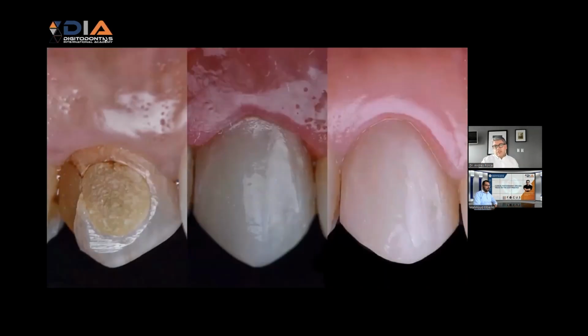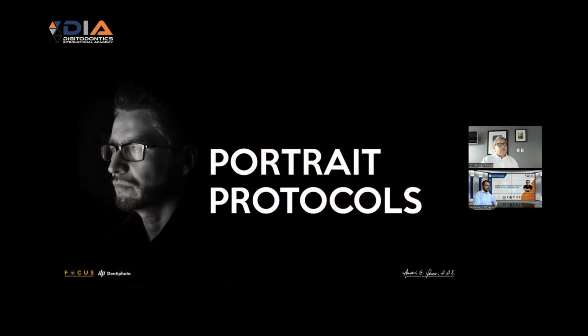If not, something like this is going to happen. Same case as the other day. We changed the white balance in the middle one, in the second one, and you'll see that everything changed the color. It shouldn't change, I shouldn't have changed that, but for some reason I changed it, and that's the result. We don't want that. Let's talk about portrait protocols.